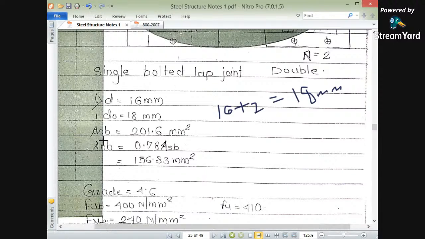What is the area of the shank? That is pi by 4 d square, pi by 4 into 16 square, and it comes to be 201.6. What is the threaded area? The threaded area is 0.78, that is 78% of the shank area. So 0.78 ASB comes to be 156.